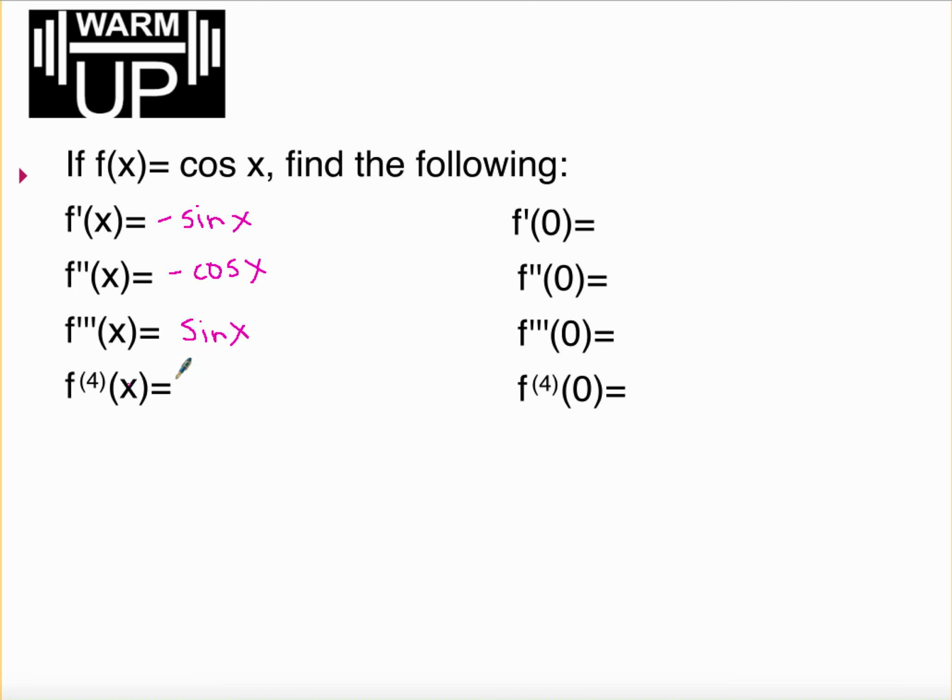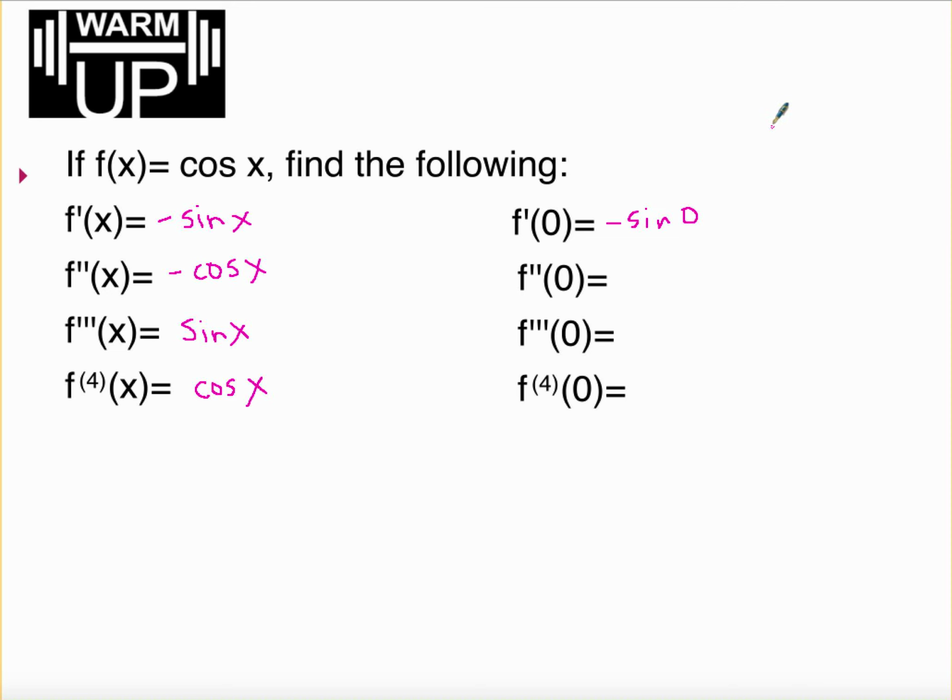And then our fourth derivative, well, the derivative of sine is cosine. So we're back where we started. It takes four derivatives for us to start from cosine and get all the way back to cosine. Now let's find the derivative at 0. So f prime of 0, that is negative sine of 0.